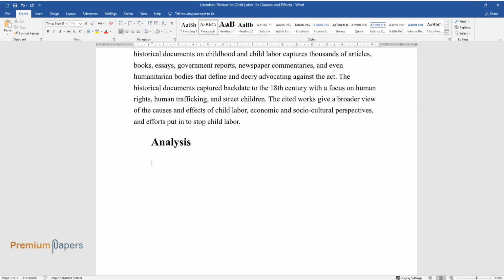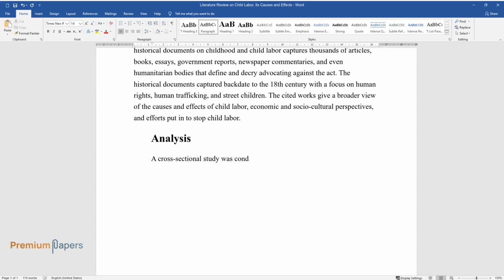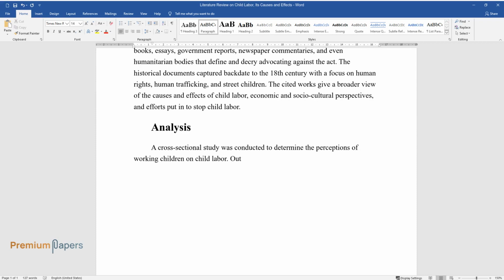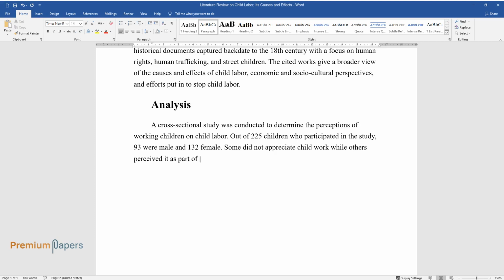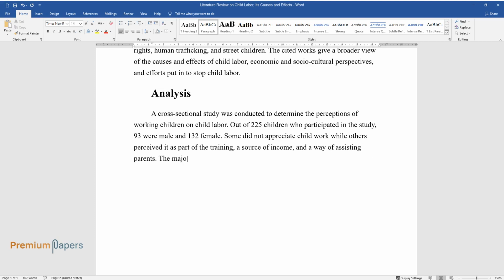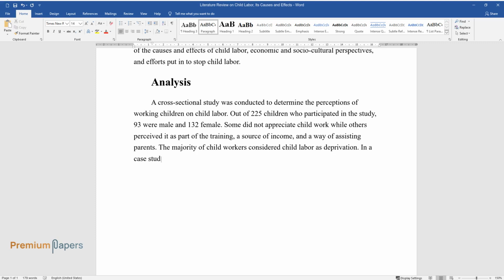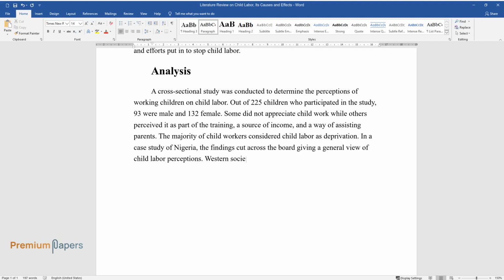Analysis. A cross-sectional study was conducted to determine the perceptions of working children on child labor. Out of 225 children who participated in the study, 93 were male and 132 female. Some did not appreciate child work while others perceived it as part of the training, a source of income, and a way of assisting parents. The majority of child workers considered child labor as deprivation. In a case study of Nigeria, the findings cut across the board, giving a general view of child labor perceptions.